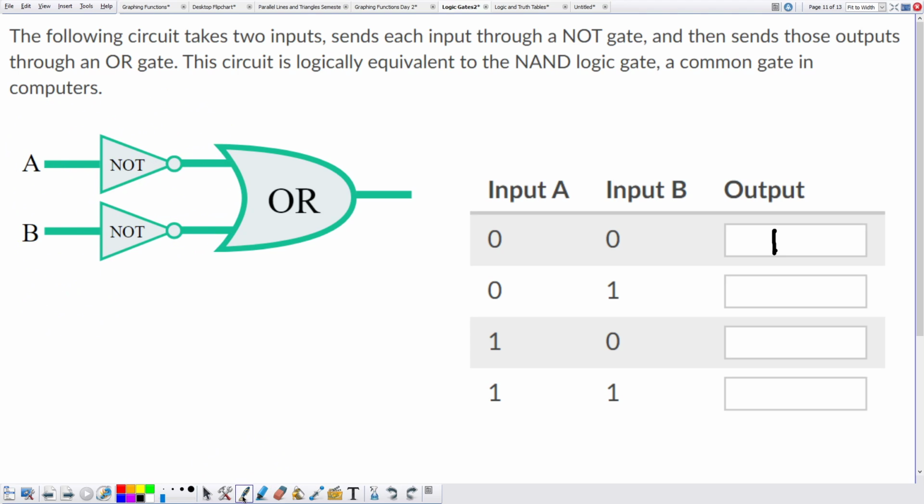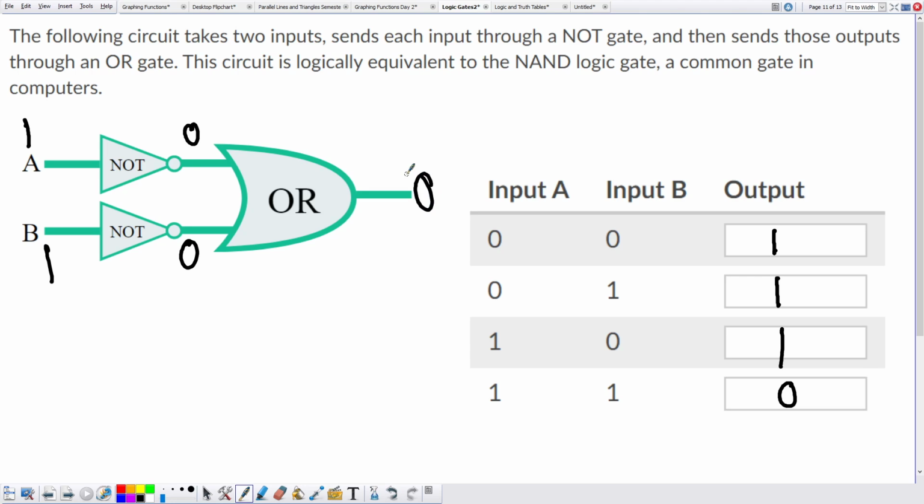Well, what if we had A is 0 and B is 1? A would go through the NOT gate, become a 1. B would go through the NOT gate, become 0, but since it's an OR gate, we would still have a 1. Then, if A was 1, B was 0, well, we have a similar setup where 0 and 1 go through the OR gate to give us a 1. However, if both A and B were 1, they would go through the NOT gate as 0 and 0 and give us an output of 0.